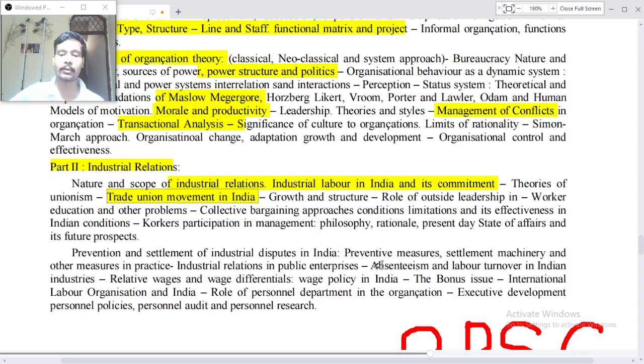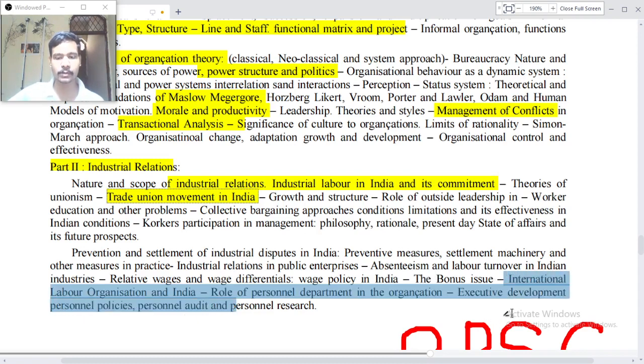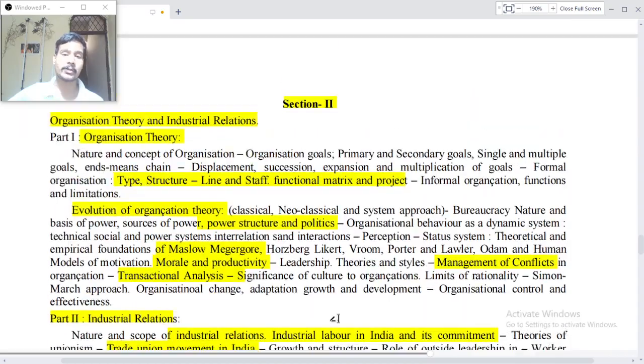In India, preventive measures and settlement, machinery and other measures in practice, industrial relations in the public enterprises, absenteeism and labor turnover in Indian industries, relative wages and wage differentials, wage policy in India, the bonus issues, International Labour Organization and India, role and personnel department of organizations, executive development, personnel policies, personnel audit, and personnel research.